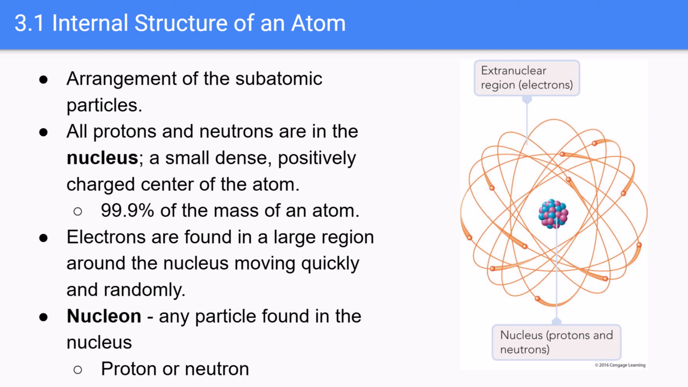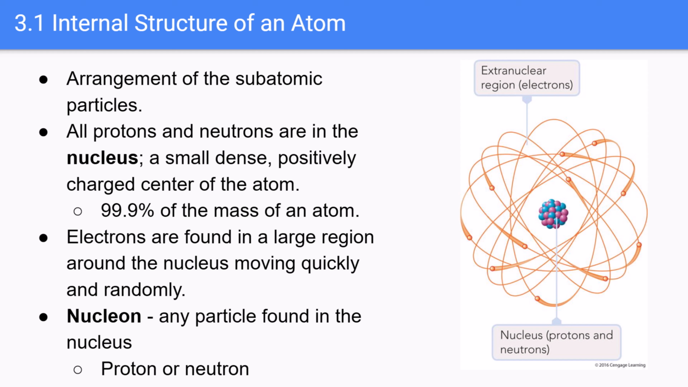And so let's break down the arrangement of those subatomic particles in a little more detail here. All protons and neutrons are found inside of the nucleus. The nucleus, again, is a small, dense, positively charged center of an atom. It makes up 99.9% of the mass of the atom because, if you remember, protons and neutrons are nearly 2,000 times the size of electrons. Electrons are found in a large region around the nucleus, moving quickly and randomly. We also utilize the term nucleon to describe any particle that's found within the nucleus, so that would be protons and neutrons.